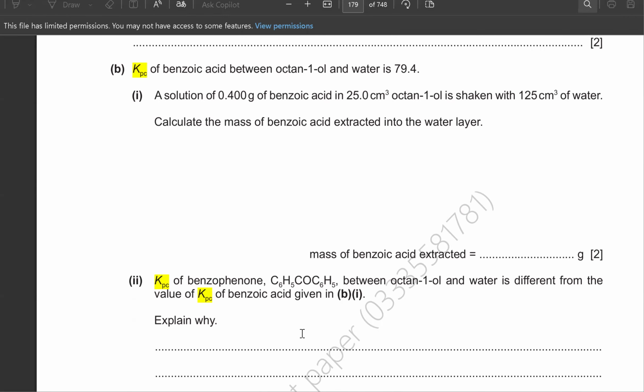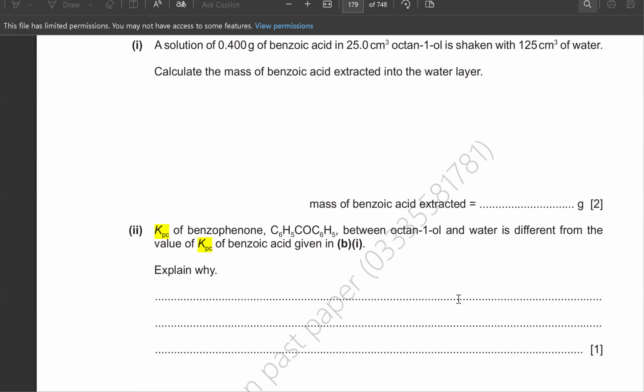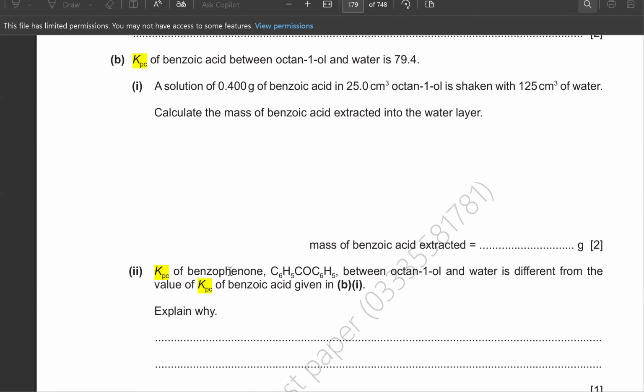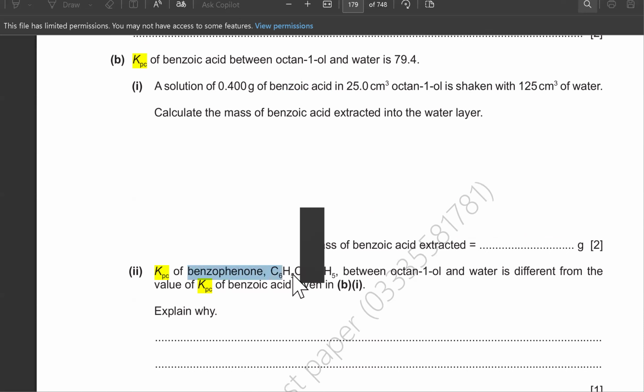So this is benzophenone. It's a simple question, a 1 mark question. If you change the solute, why does that have a different value? So it's more like a general answer. Why does benzoic acid have a certain value for KPC, and why does this other solute have a different value? Maybe because they make different bonds with water, because of their solubility, different intermolecular forces, right? Yes. So this has to do with solubility, and let me explain this.